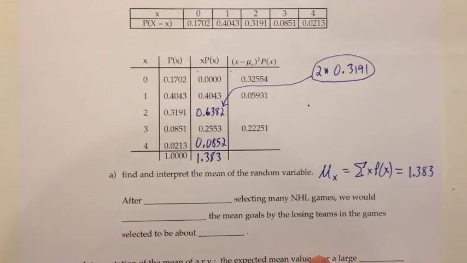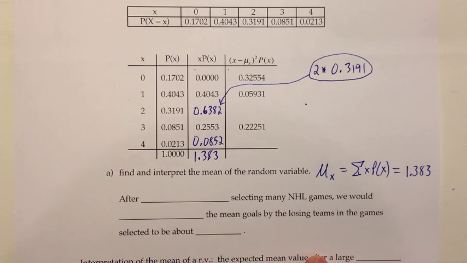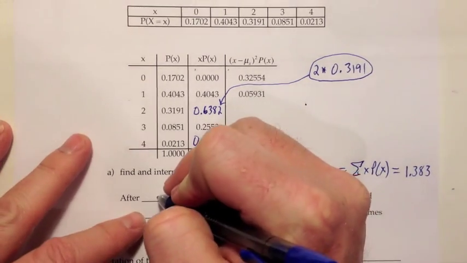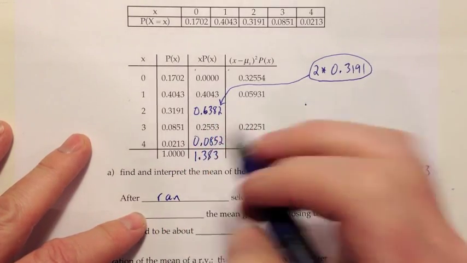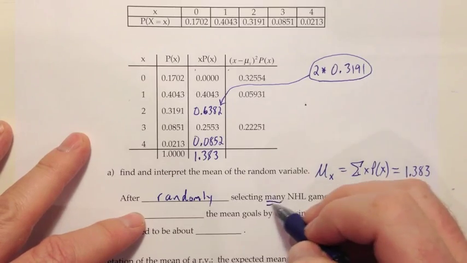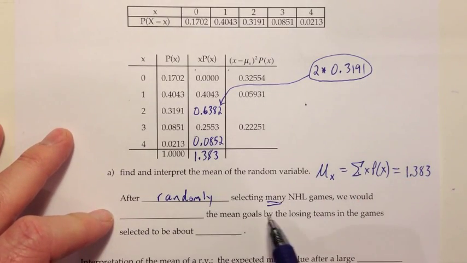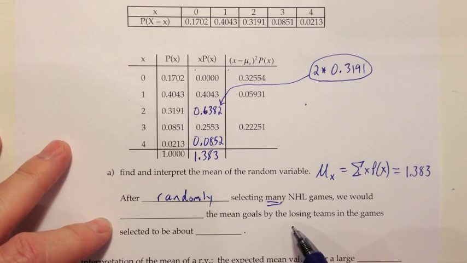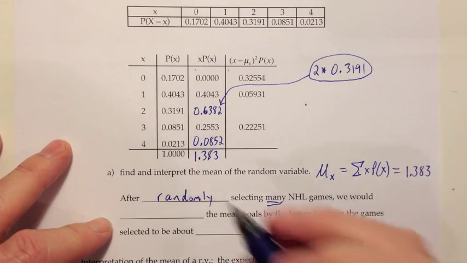Anything that's a probability type of number, we're going to interpret as a long-term type of event. So we're going to say after randomly selecting many NHL games. So this many bringing in the long-term idea. So after randomly selecting many NHL games, we would expect the mean goals by the losing teams in the game selected to be about 1.383.